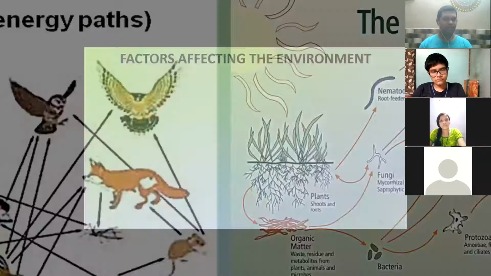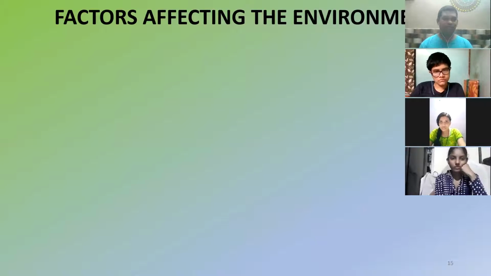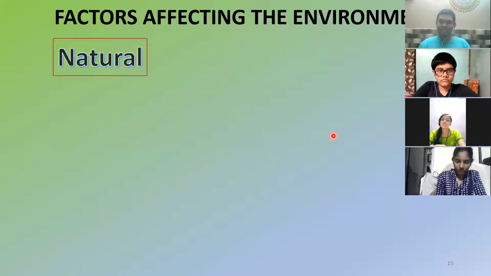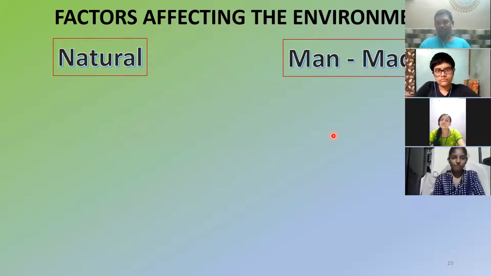But till now, in all of them, human beings have not come into the picture, correct? But when human beings come into the picture, the story changes completely. Until now we saw how the environment is naturally. But how can the environment get affected? There are different ways. There can be natural factors that can affect the environment, or there can be man-made ones. Majority are man-made factors because of which the environment is getting affected.